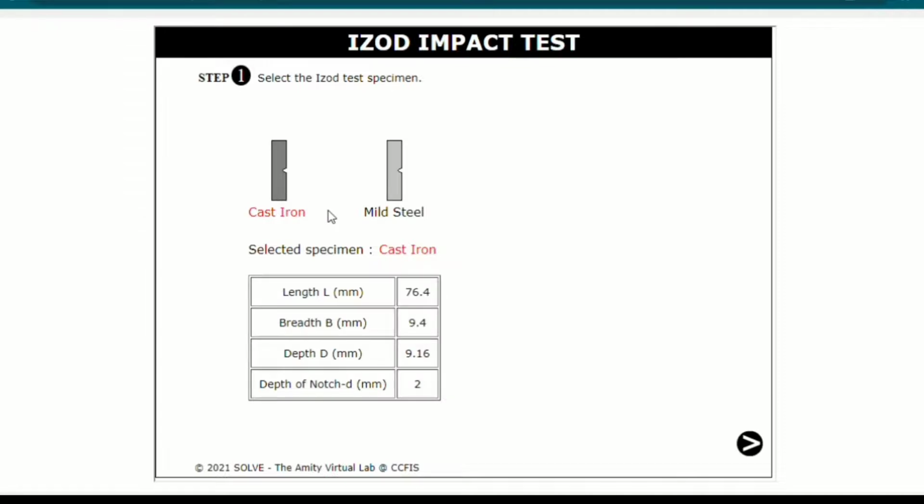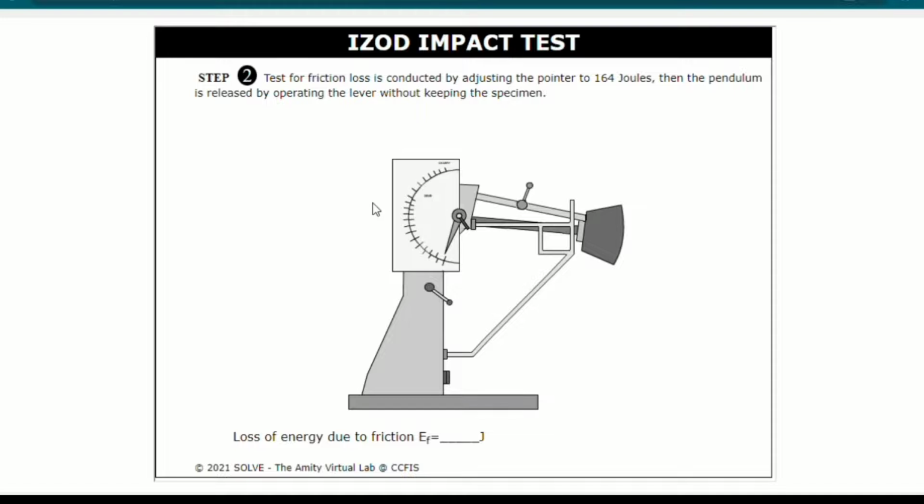The length is 76.4, breadth is 9.4, depth is 9.16 and depth of notch is 2. Step 2. Test for friction loss is conducted by adjusting the pointer to 164 joules. Then the pendulum is released by operating the lever without keeping the specimen. So the loss of energy due to friction is 2.